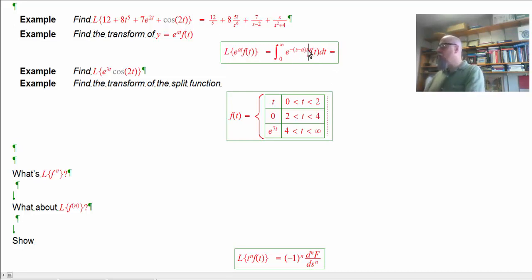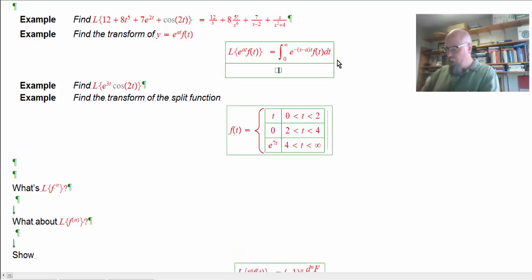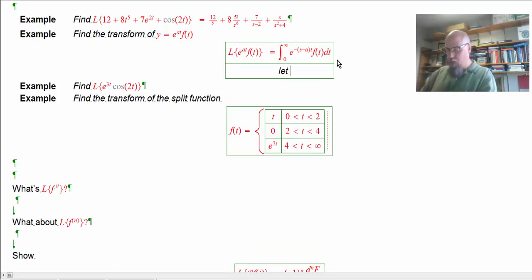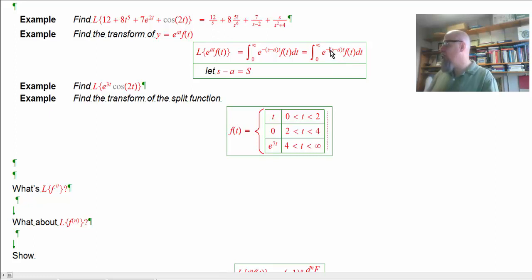And now this is starting to look like, well, it's almost starting to look like a Laplace transform of the function, except I wish this s minus a was just s. So I'm going to do a substitution. I'm going to do a substitution where I let that s minus a equal big S. There's no differentiating in my substitution, because I'm just changing this s minus a bracket to capital S.